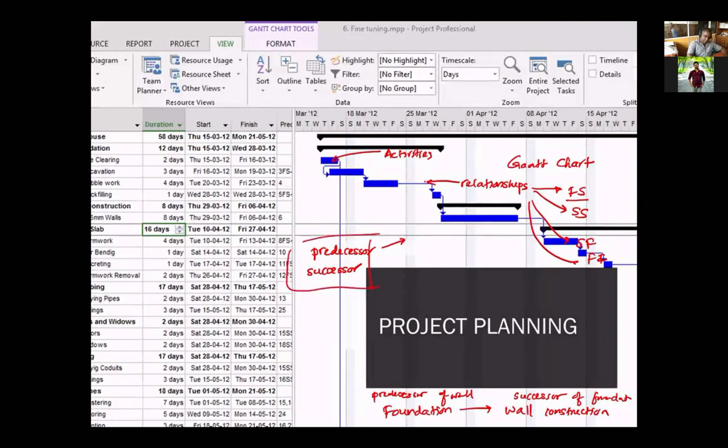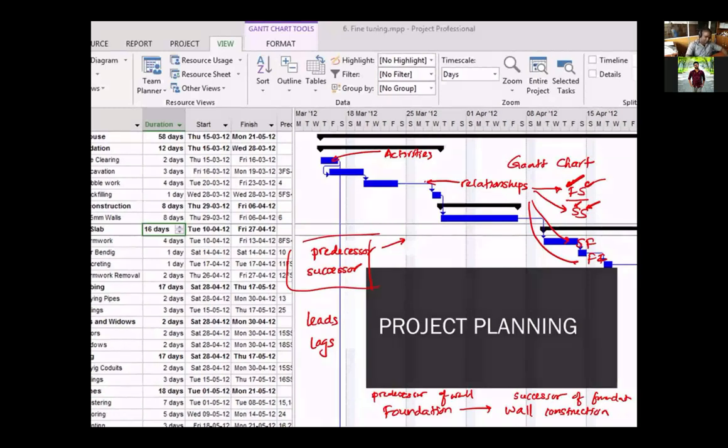So finish to start means you have to finish the predecessor to start the successor. Start to start means you have to at least start the predecessor to start the successor. Predecessor means the activity before, the successor means the activity after. Start to start is you can start together, and there are leads and lags. We have discussed all this last semester. Lead means how many days before. Let's say finish to start with a lead of 2 days means the successor can start 2 days before the predecessor finishes. Lag means the successor can start 2 days after the predecessor finishes, like that.